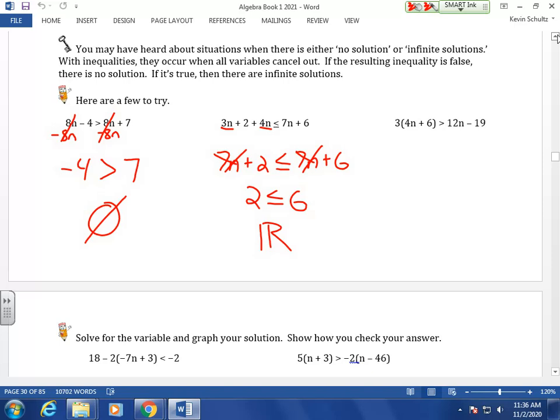Because whatever n is, we multiply it by 7 on both sides, so that's the same. But then on the left side, we add 2. They'll always be less than if we were to add 6. Okay?